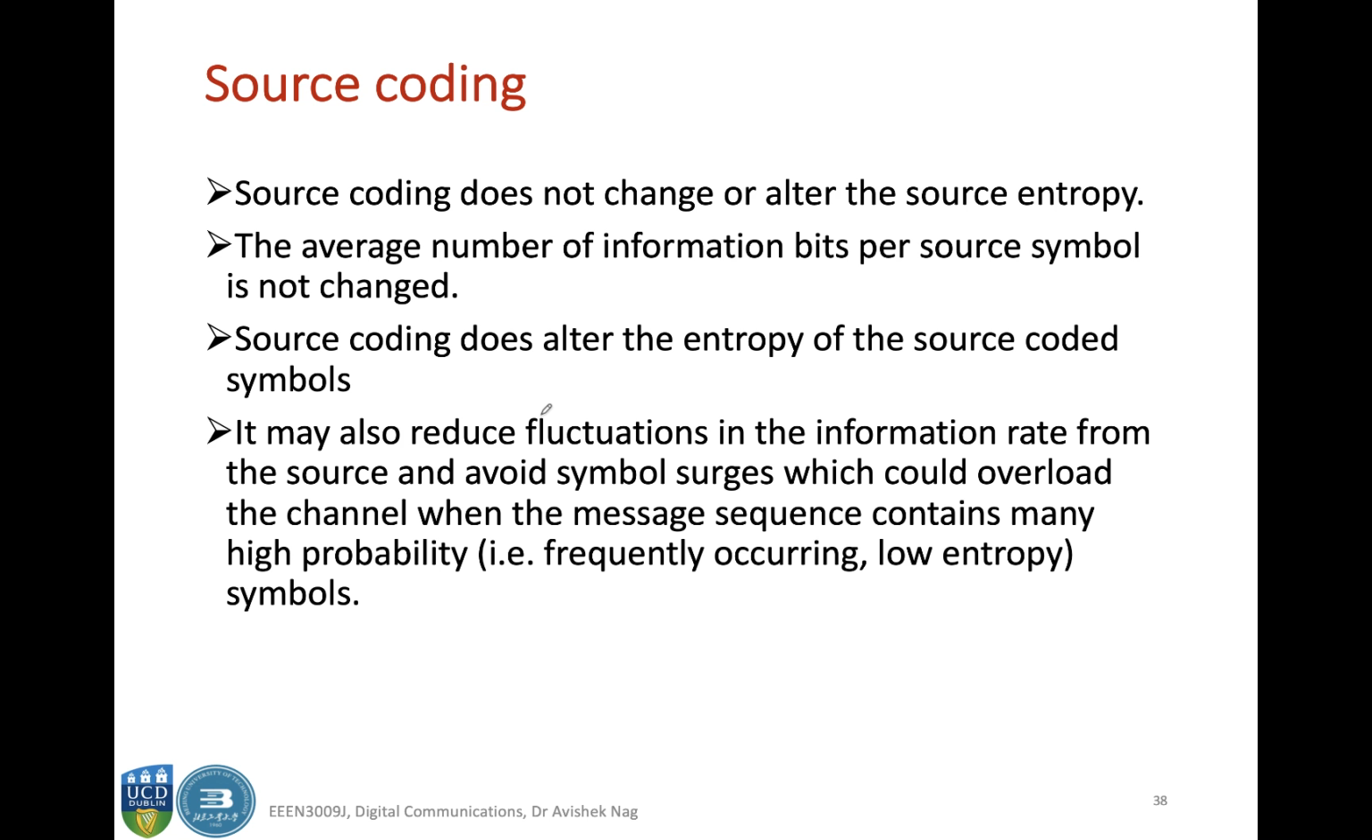So source coding does not change or alter the source entropy. Okay, the average number of information bits per source symbol is not changed also. Source coding does alter the entropy of the source coded symbols. Okay, it may also reduce fluctuations in the information rate from the source and avoid symbol surges, which could overload the channel when the message sequence contains many high probability symbols. Okay, so let's see.